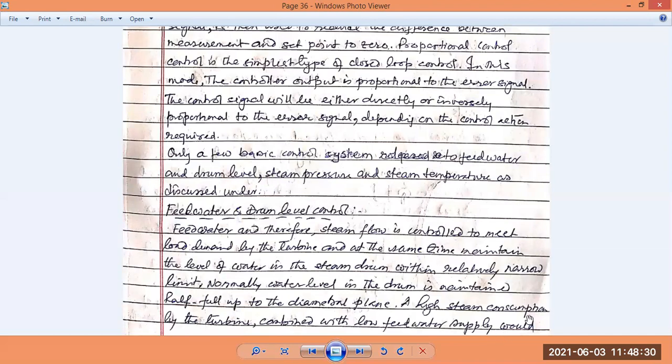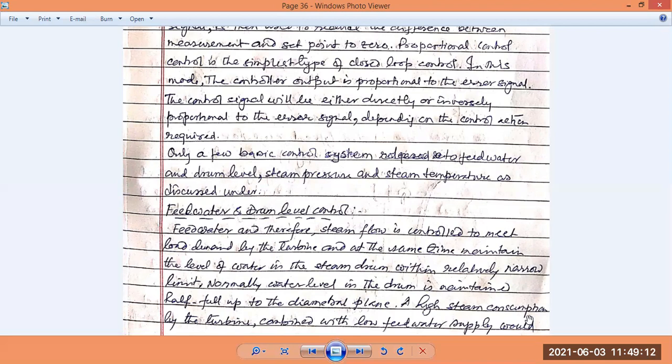The control signal will be either directly or inversely proportional to the error signal, depending on the control action required. This should be directly proportional mostly, but it can be inversely proportional also to the error signal. This is the important thing. The signal you receive at the control will be proportional to the error signal, maybe directly or maybe inversely, depending on the control action parameter itself.